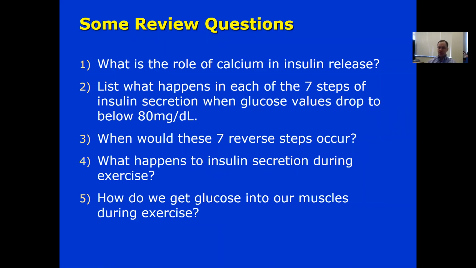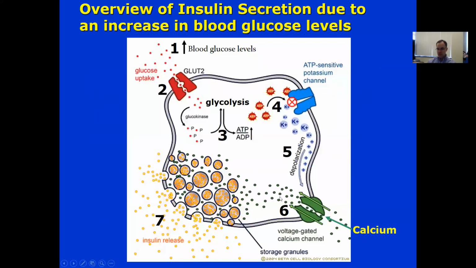What is the role of calcium in insulin release? Well, as we know, calcium is used to help with the movement of the storage vesicles from the middle of the beta cell to the cell membrane.